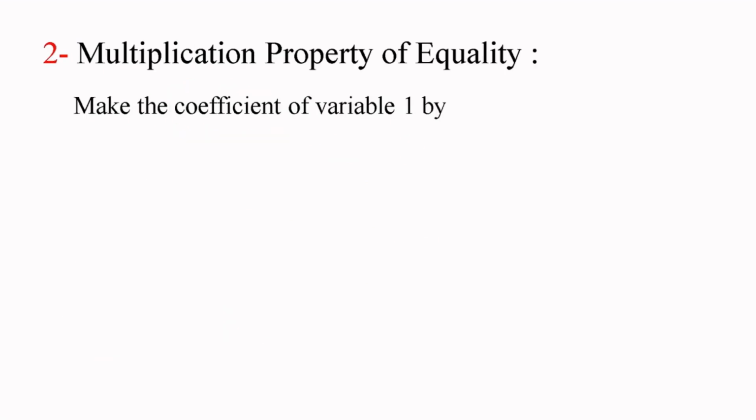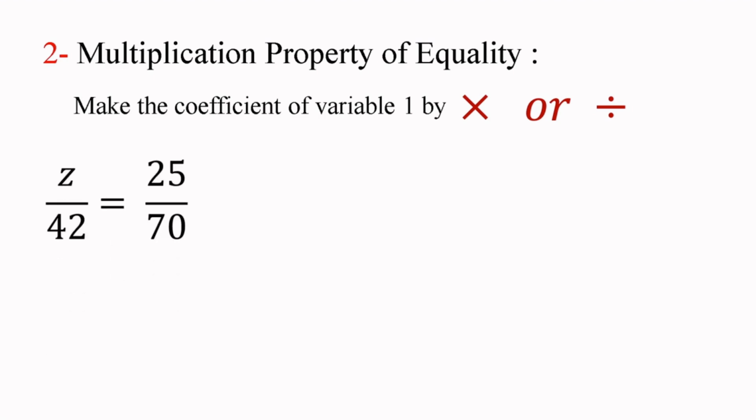Let's go for the second method, multiplication property of equality. This is exactly the method that we use for solving first degree equations. It is really easy. We must make the variable alone and we must make the coefficient of the variable 1 by multiplying or dividing. Okay, let's solve the first example.